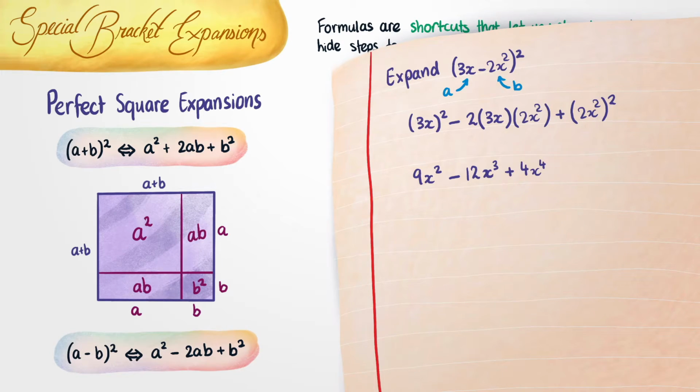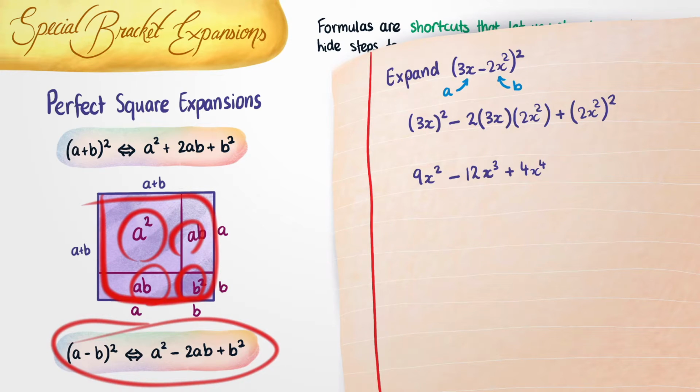Now this means that if you expand this expression over here, (3x minus 2x squared) all squared, you just get 9x squared minus 12x cubed plus 4x to the 4. And I hope that this also shows you the point of a formula as well. I want you to notice that we didn't have to draw out any boxes, we didn't have to add anything up. We just used this formula, and then we went from this step over here right to this final answer over here, and we didn't really need to do too much work to do that.